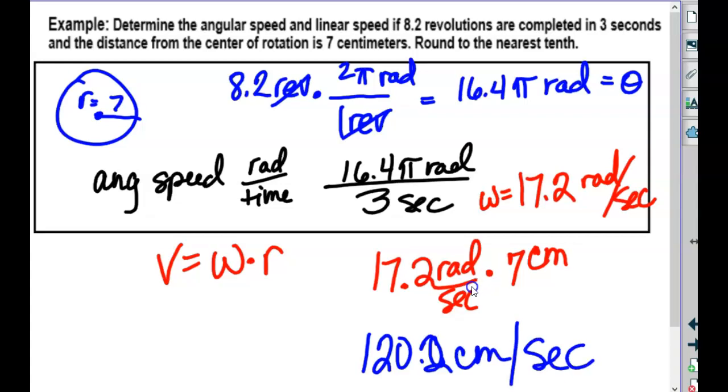But guys, I need you to understand, look what happened. We multiplied centimeters by radians per second. What happened to radians? Yeah, magic, they just disappeared. So this is the linear speed. Okay, is that what your worksheet had? Something like that? Did they round differently, or am I close on the 120 something?